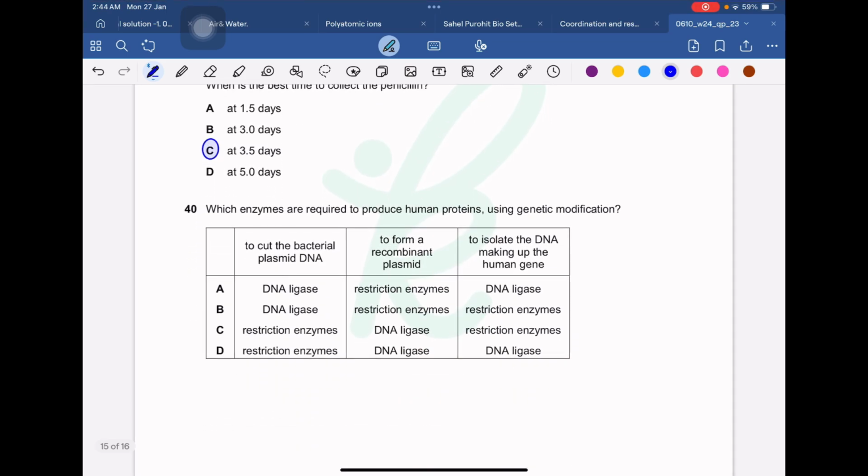Going on to the last question for this paper. Which enzymes are required to produce human proteins using genetic modification? So first of all, we know that the enzyme which will be required to cut the bacteria will be restriction enzymes. So option A and B are eliminated. To form a recombinant plasmid, we need DNA ligase, which is the molecular glue. And again, to isolate the DNA, making up the human gene, that is extracting the human gene from the DNA, will also be done by the restriction enzymes. So that's why the answer for this will be C.